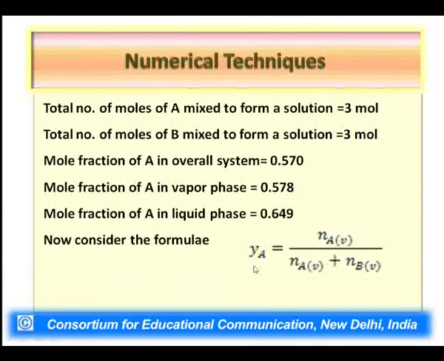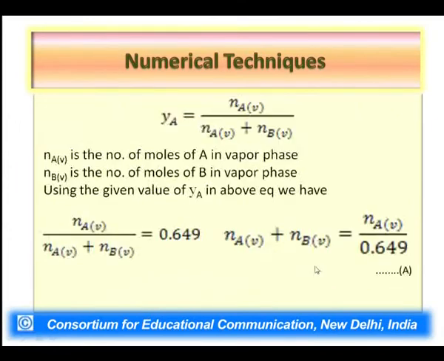So, now consider the formula. What are we asked to determine? We are asked to determine the number of moles in the vapor phase. So we should concentrate on where the number of moles of component A in the vapor phase occurs. This lies in the formula for the mole fraction of component A in the vapor phase. Therefore, Ya equals NAV, the number of moles of component A in the vapor phase, divided by NAV plus NBV, that is the total number of moles of A and B together in the vapor phase. Alright, so we will substitute the data in this: NAV divided by NAV plus NBV equals Ya equals 0.649, if you remember. I had just described this in the previous slide.